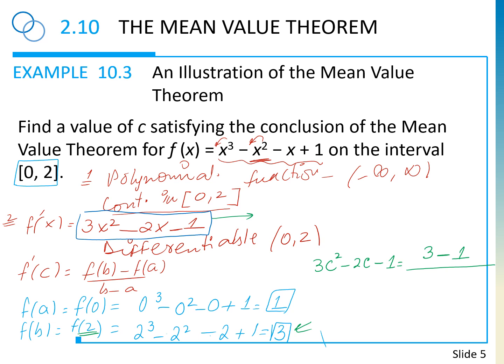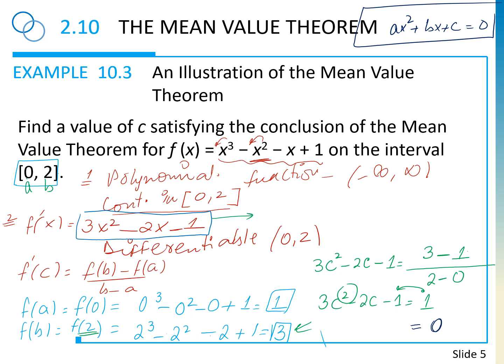Look at this: the interval is 0 and 2, so this is a and this is b. So b is 2, minus 0. Okay, so we will write 3c squared minus 2c minus 1 equals 3 minus 1 is 2, and 2 divided by 2 is 1. Bring the 1 over to the left side, because you can see there is a power of 2, which means it is a quadratic equation. Now for a quadratic equation, it is important that on the right hand side you should have 0, and the equation must be written in the form ax squared plus bx plus c equals 0.